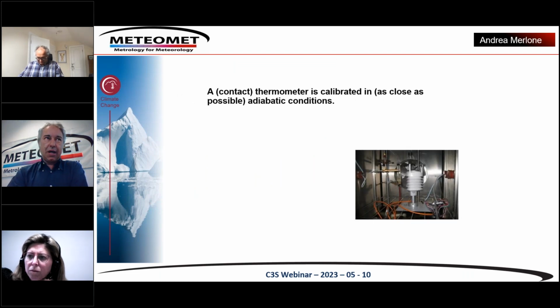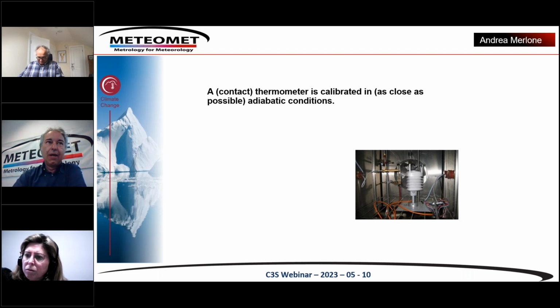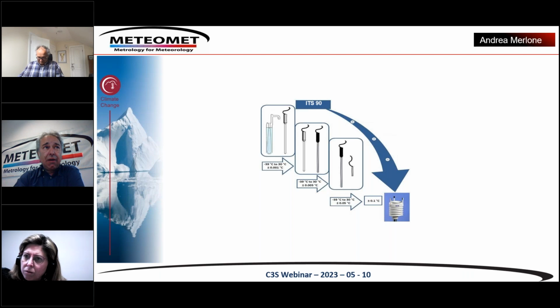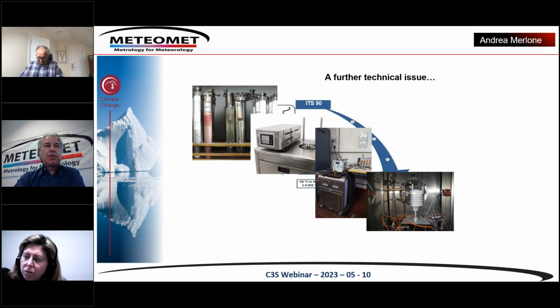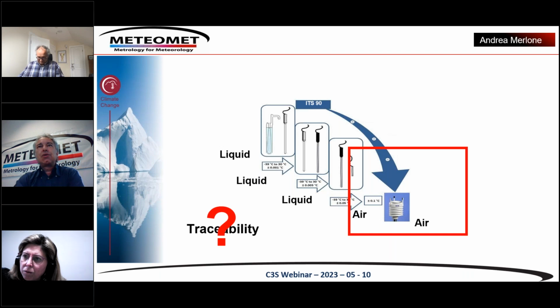And that's not the only problem, because contact thermometers are calibrated in adiabatic conditions. That means we establish equilibrium, we stop things. Like when Mama said, keep the thermometer in as long as possible, because you want the thermometer to measure its own temperature, and you want that temperature to be the temperature of your body. But in the air, this is impossible. So we work in non-adiabatic conditions, in a continuous change of equilibrium in the heat transfer. And finally, there is even another technical issue in the calibration process, that at some point we move from liquid to air. And this is something that we are trying to solve.